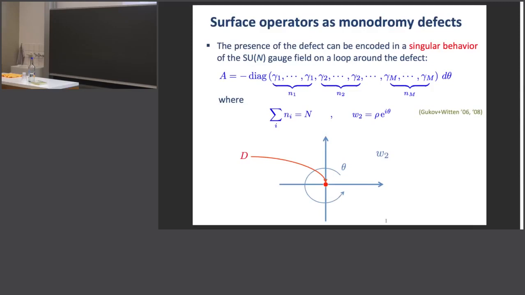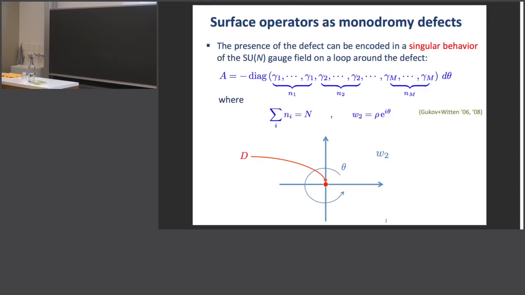As I was telling you before, in the transverse plane, which is now the plane of the screen, the defect is represented by a point. And if I go around that defect, I may get some singular behavior for the gauge field, which, if I want to preserve some supersymmetry, takes this form, where theta is the angle in this plane.